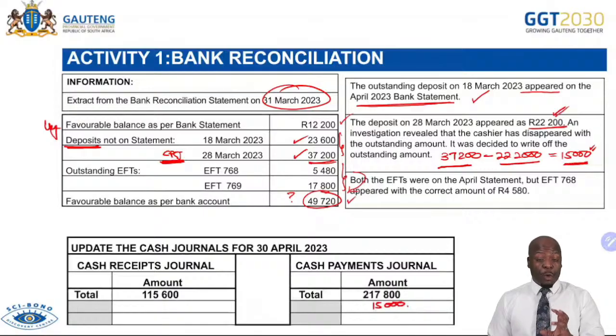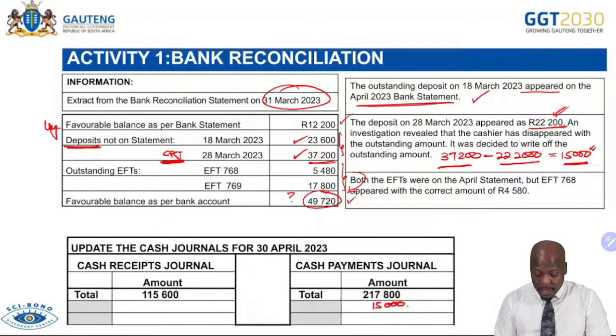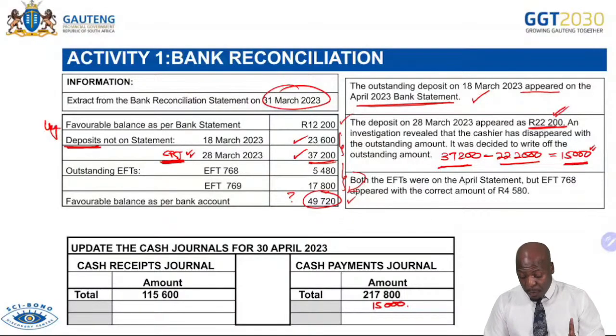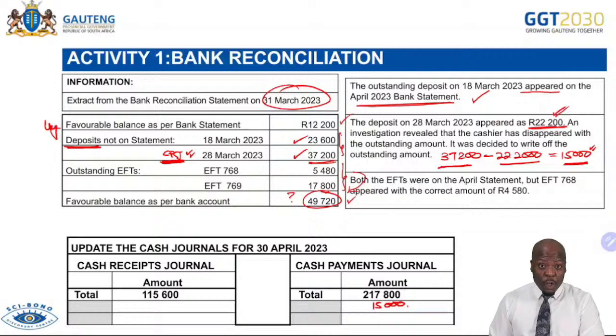I'm going to say this transaction one more time. This deposit, it's a deposit, so it was initially recorded in the CRJ. In the CRJ, we had 37,200, and then it has now appeared as 22,200. So it simply means we had recorded 15,000 more in the CRJ. The difference, therefore, is 15,000, as I said, which you now record in the CPJ.